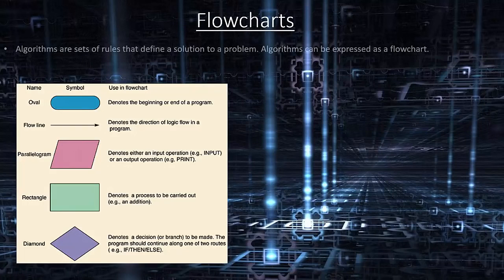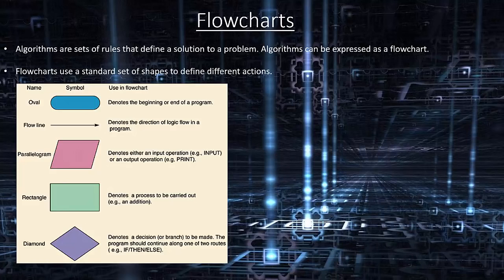Flowcharts. Algorithms are sets of rules that define a solution to a problem. Algorithms can be expressed as a flowchart. Flowcharts use a standard set of shapes to define different actions. An oval denotes the beginning or end of a program.